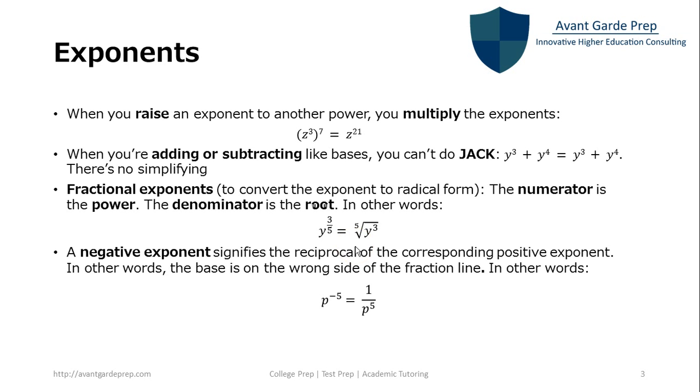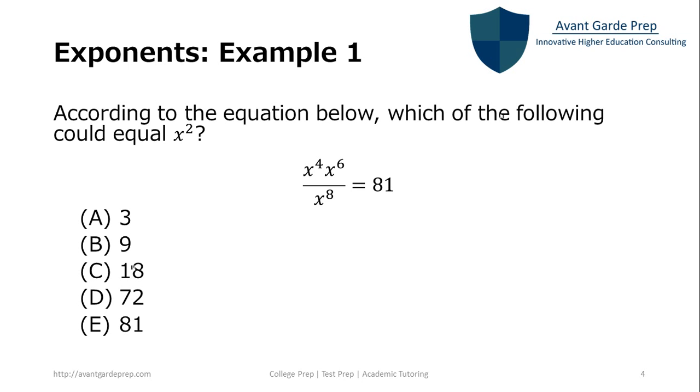Let's go ahead and take a look at the first practice problem. Here in example problem 1, the problem states, according to the equation below, which of the following could equal x squared? And we're given x to the 4th times x to the 6th divided by x to the 8th equals 81. At this point we should combine terms and then simplify to see what we'll actually get.